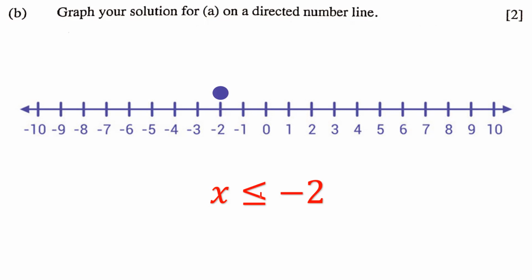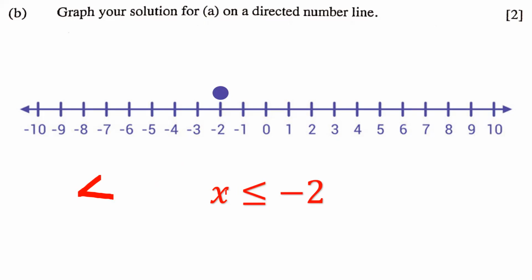We have the less than symbol, but it's not only less than, it's less than or equal to. So that line means equal to. Because it's equal to, because x could also be negative 2, we have to shade in the circle. We're not just going to leave it unshaded. But if it was just less than, that means we do not include negative 2, so I wouldn't have to shade the circle. But in this case, I have to shade the circle because it's equal to negative 2 as well.